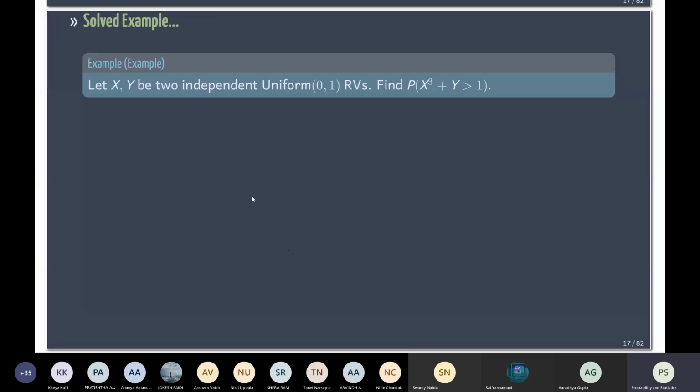Now let us see an example. It's always good to see things with an example. So let us say we have two independent uniform distributions, and we are supposed to find the probability that X cubed plus Y is greater than 1. The idea that I'm going to use is that sometimes it's easier for me to use the law of total probability, especially when independent random variables are given to me.